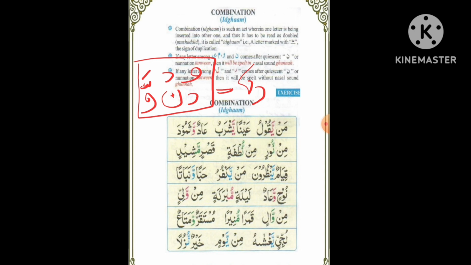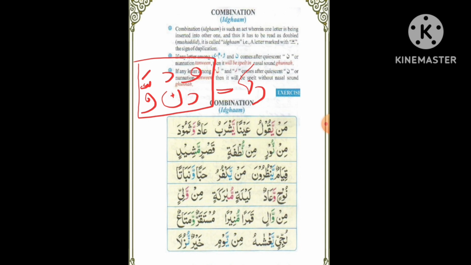I am repeating the third one again. Ain alif zabar a, dal waw pesh du, waw zabar wa, du wa, a du wa, samud. I am repeating the first line. Man yaqulu, aynan yashrabu. So I'm repeating the first one. Man yaqulu, aynan yashrabu, adu wa samud. Come to the next line.